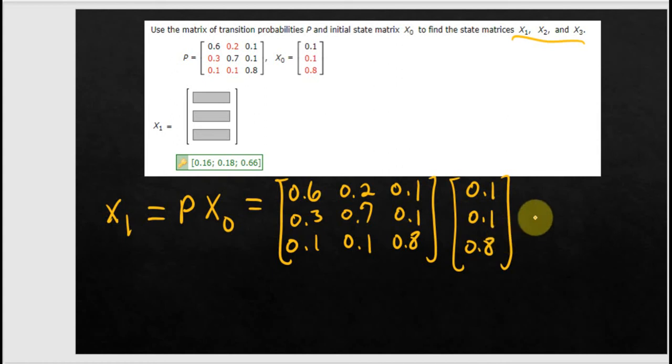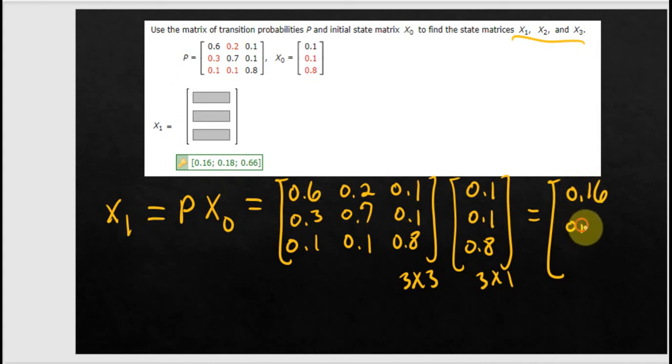And so multiplying this out, remember that this is a 3 by 3 and this is a 3 by 1. So the result would be another 3 by 1. So we get 0.16, 0.18, and then 0.66.